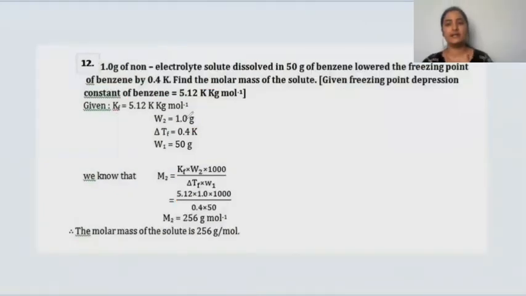And here, children, let us consider the next problem. The next problem is regarding the depression in freezing point. And if you see the formula for depression in freezing point, it is found to be M2 is equal to Kf into W2 into 1000 divided by delta Tf into W1.